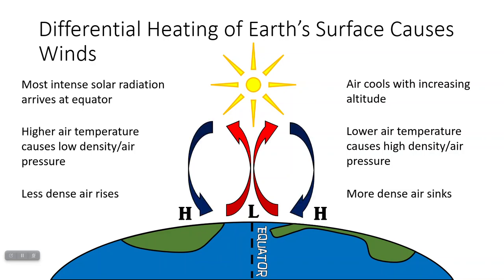and then that dense air is going to sink. So you see these convection currents in the atmosphere forming high and low pressure areas, which is relevant because air will move from high areas of pressure to low areas of pressure. So that's where we get these wind patterns.